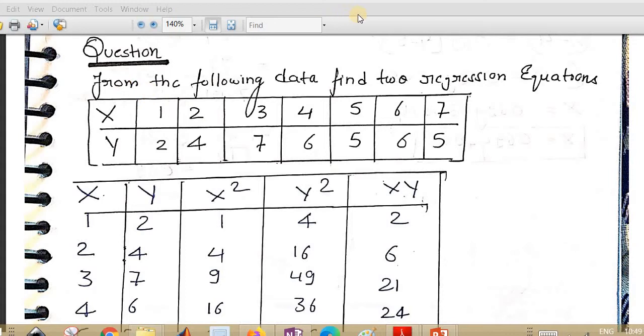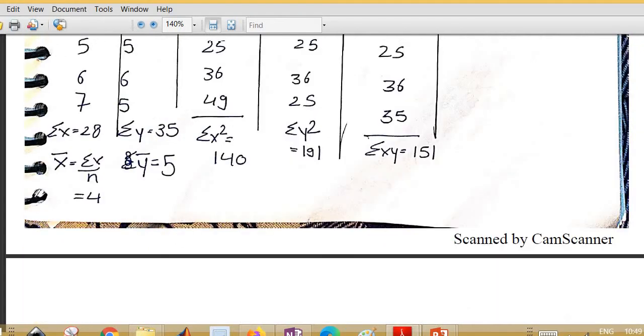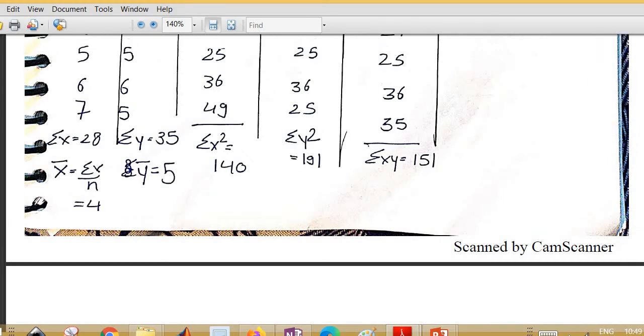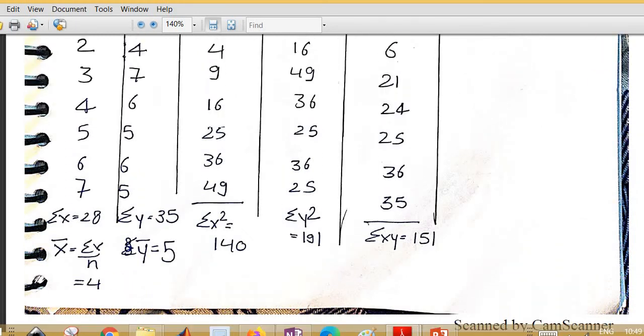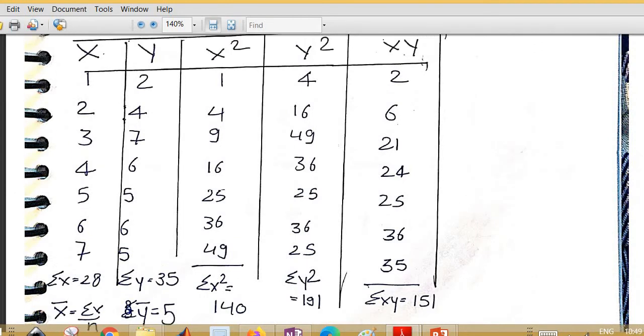This is another example related to your regression analysis. From the following data, find two regression equations. So your data is given in this form, x's and y's. Now all of you know the terms which we have to compute if your x, y are given, that is your mean value, your x square, y square and product of x, y. So mean value is summation x upon n. Mean value of y data is again summation y upon n.